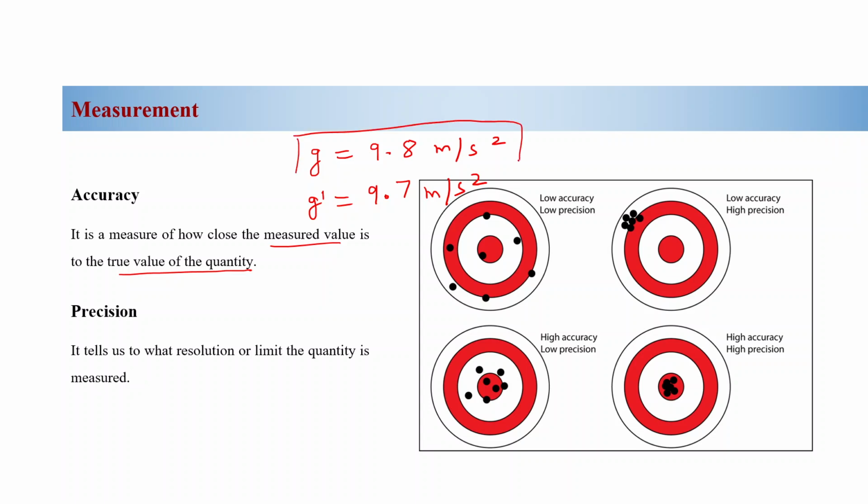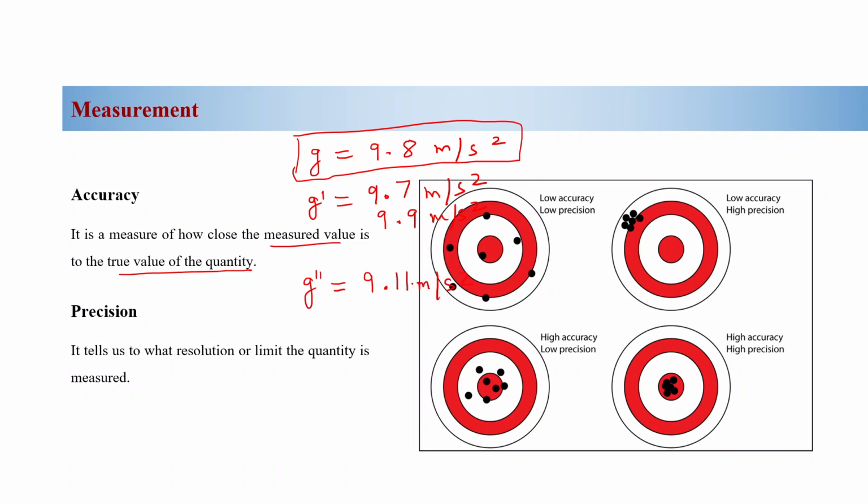This I am calling the true value. This is a well known fact that g is 9.8 meter per second square. One student conducted this experiment and he or she found the value to be 9.7 or 9.9 meter per second square, which is close to the known value. So we can say this is accurate.